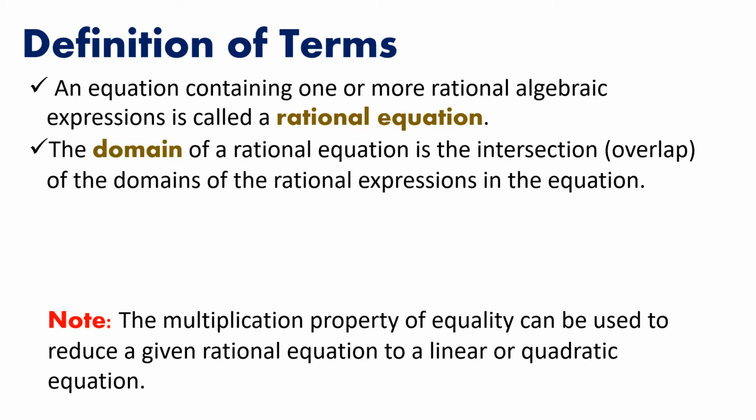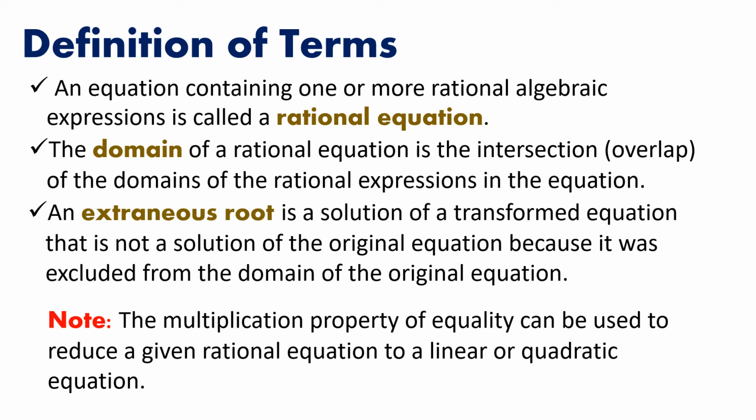The domain of a rational equation is the intersection or overlap of the domains of the rational expressions in the equation. An extraneous root is a solution of a transformed equation that is not a solution of the original equation because it was excluded from the domain of the original equation. Let us take a look at the following examples.